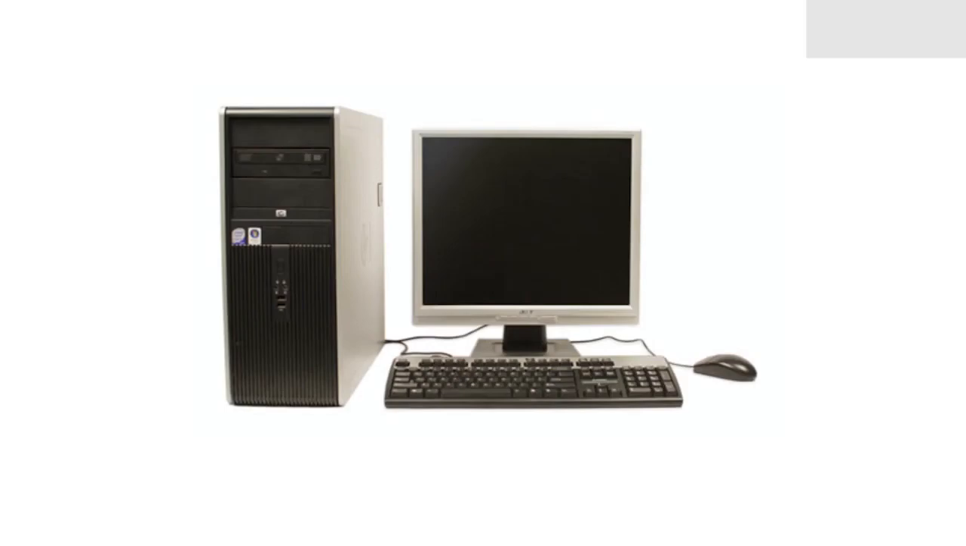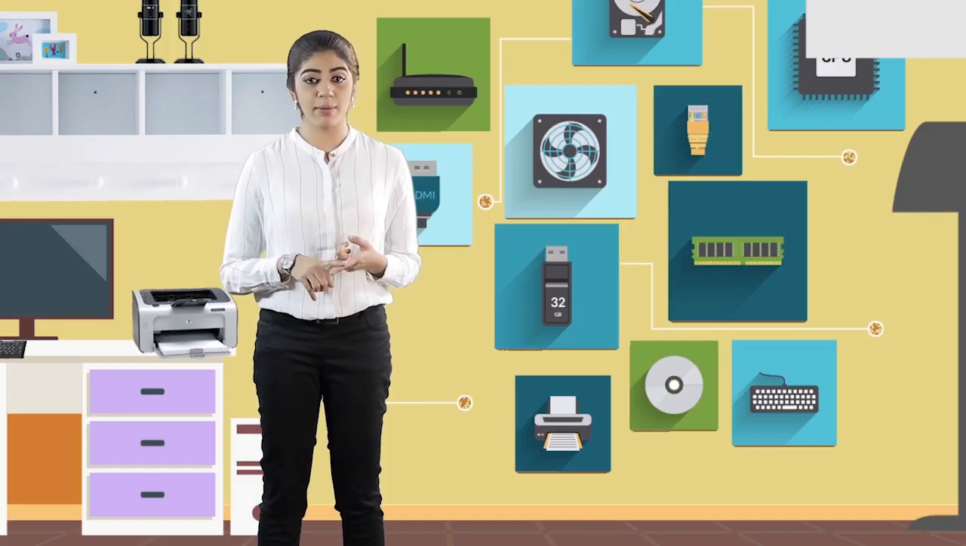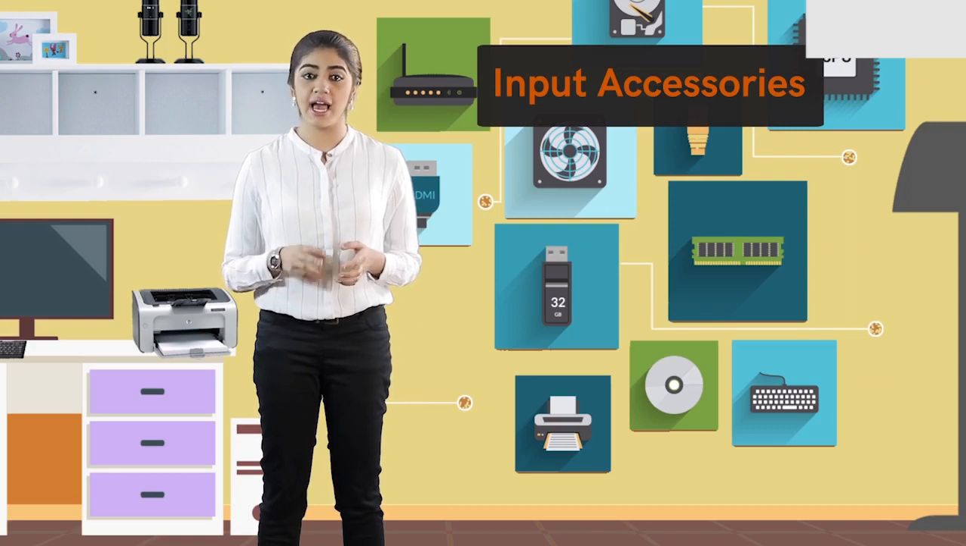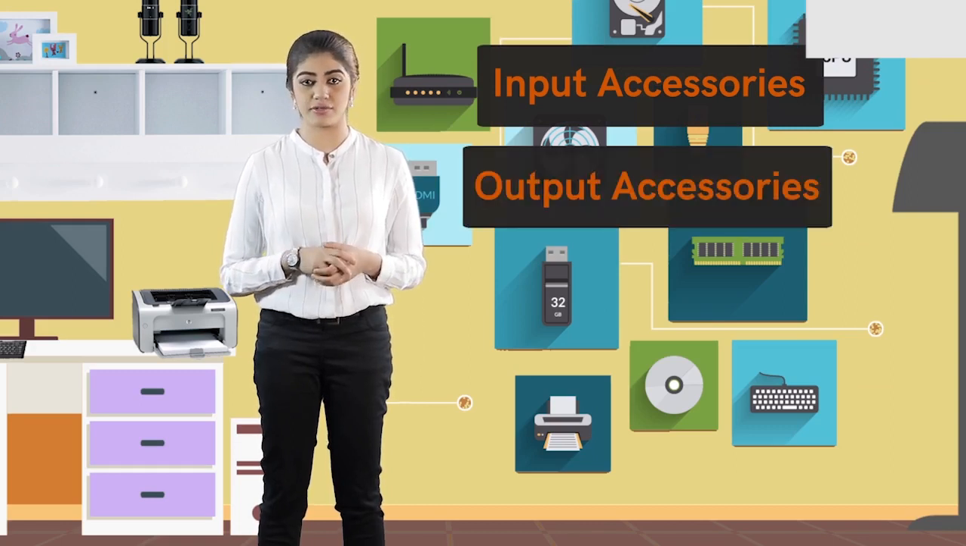To run a computer, we need a few accessories as well. Think, if we didn't have a keyboard, how would we type? The same thing goes for the mouse as well. Life could have become excruciating if we didn't have a mouse to navigate the cursor. Now, all the accessories can be classified into two types. Number one is input accessories and number two is output accessories.